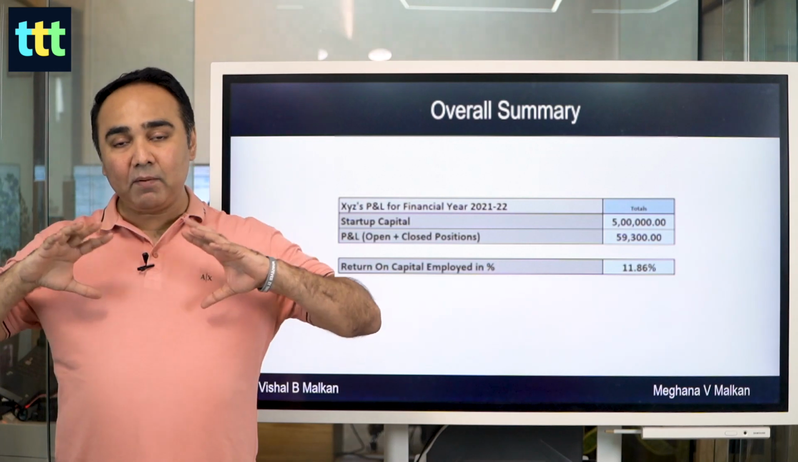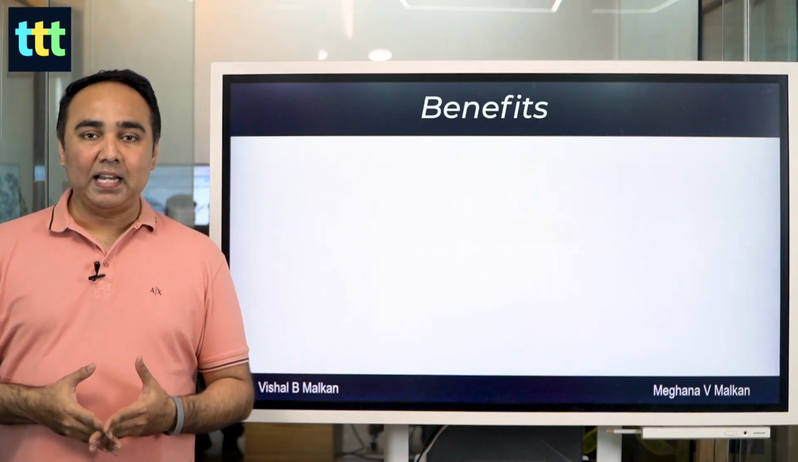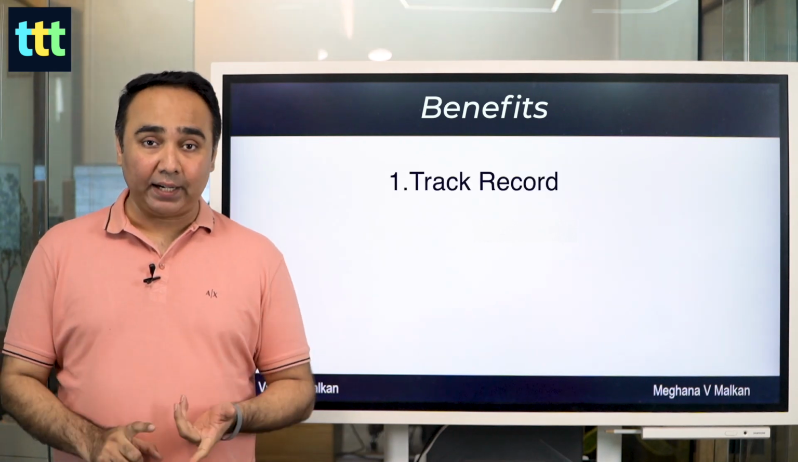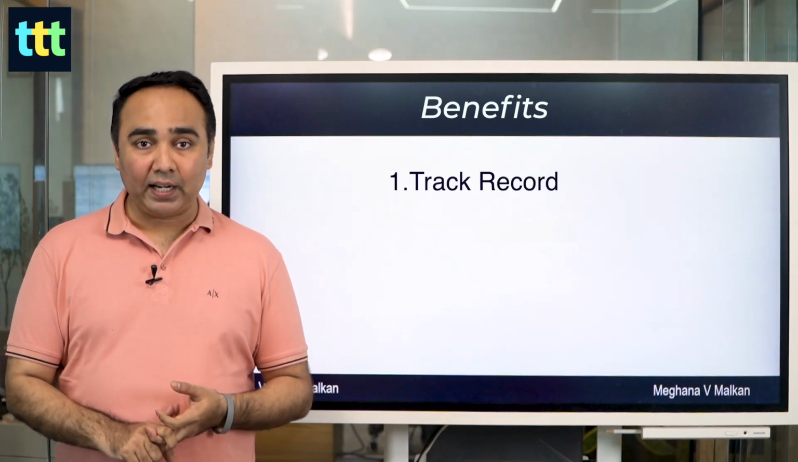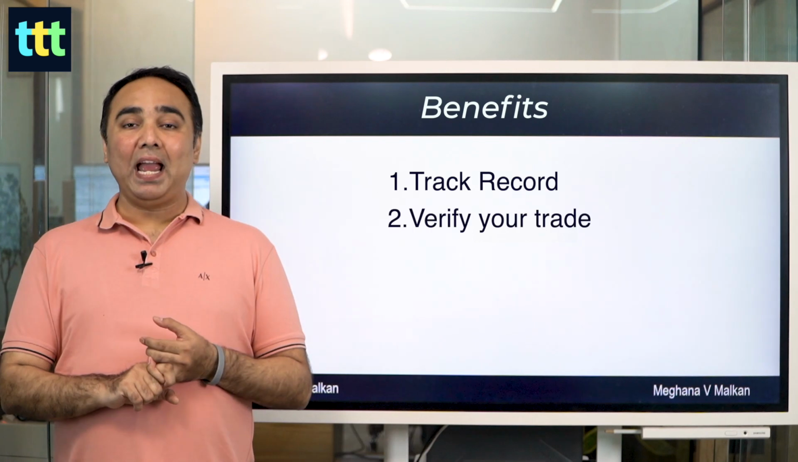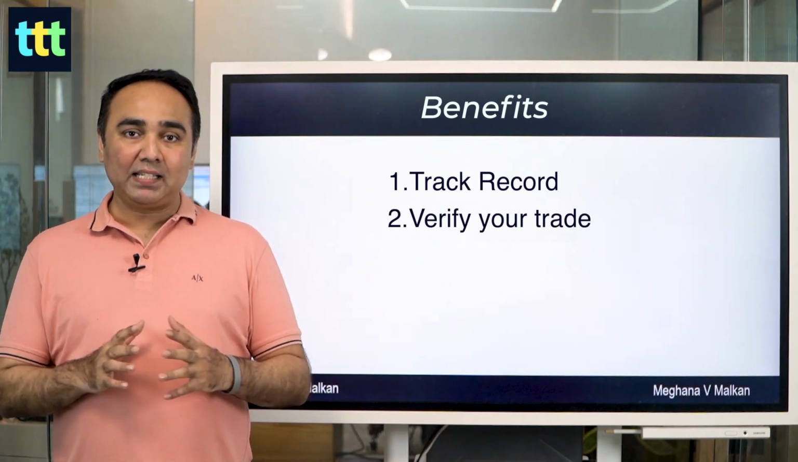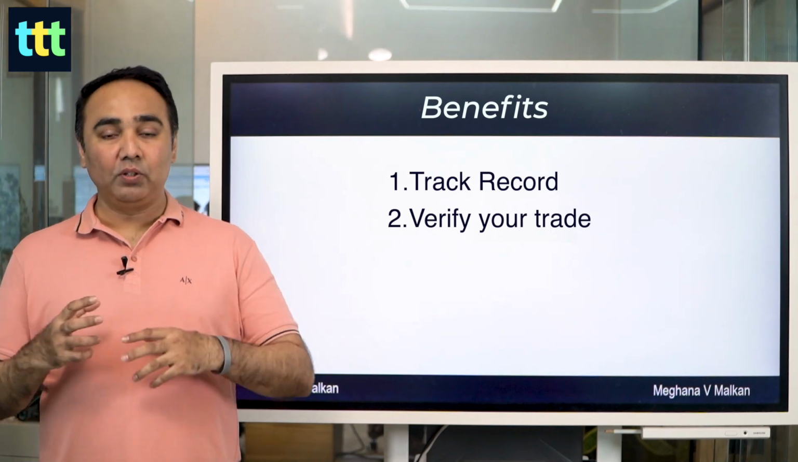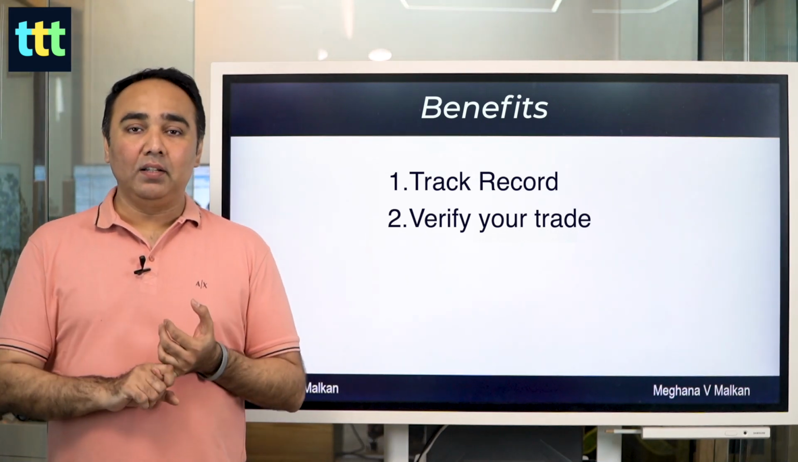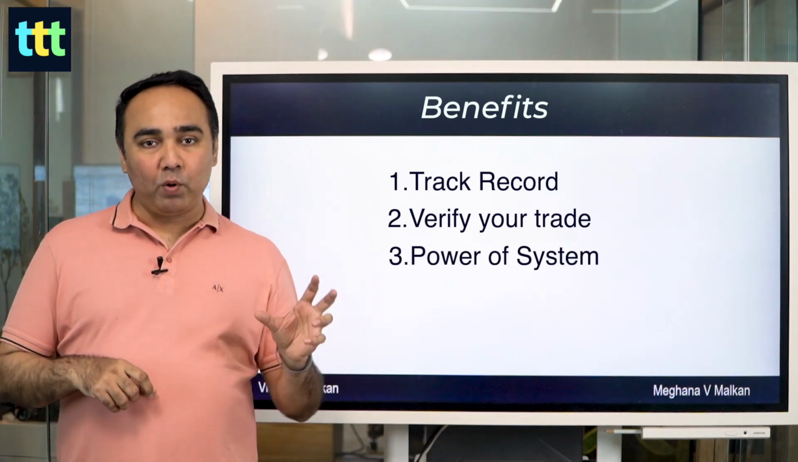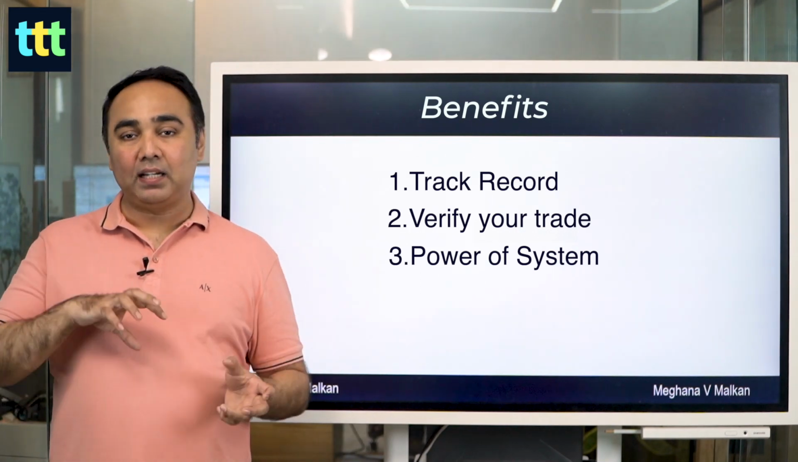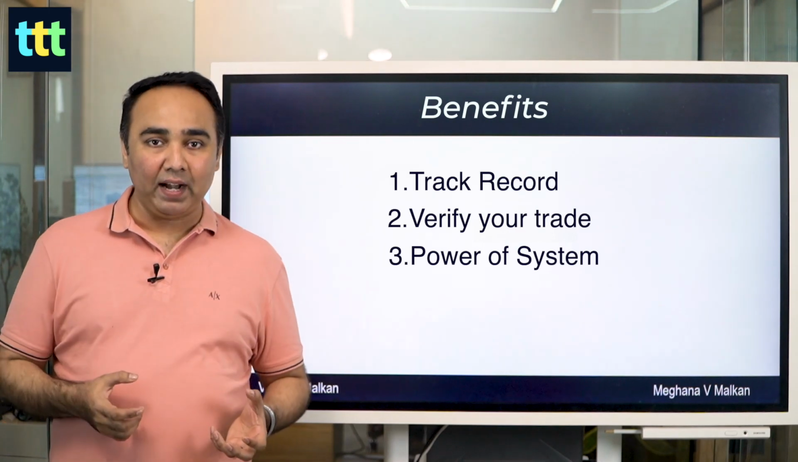So what is the benefit of having a journal? Let's put that down. First of all, you are maintaining your track record, right? First is track record. Second, you can go back to your trades and see where you are going right, where you are going wrong. So you can modify. Third, you will know which systems are working for you and which systems are not working for you. That can be back tested, forward tested, and can be modified.